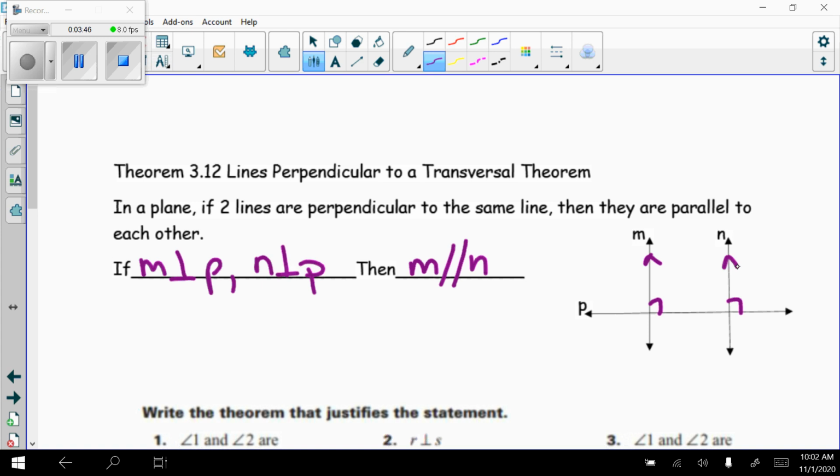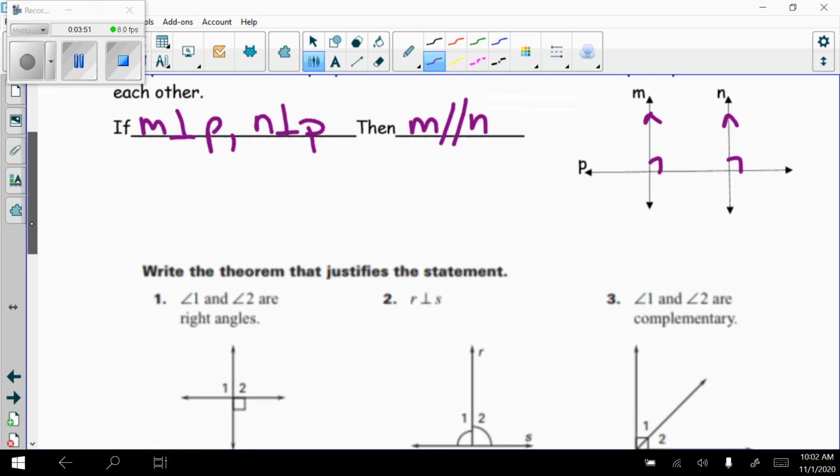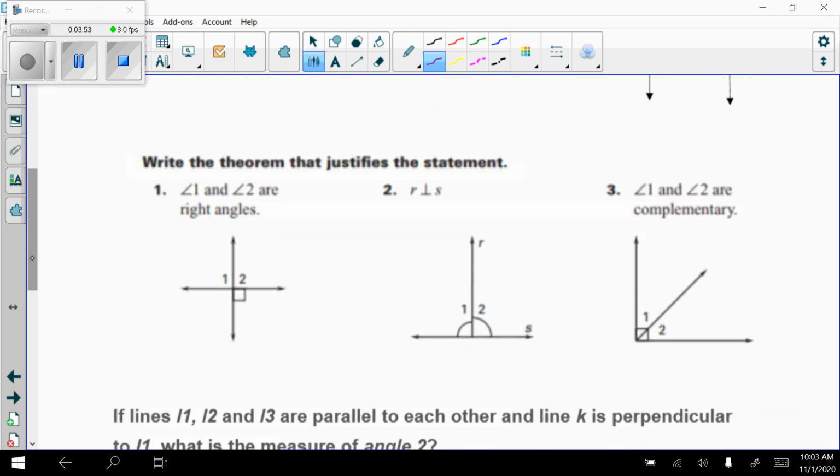Okay, so now we're going to see how we can use all of those theorems. So this first set of problems, it wants us to write the theorem that justifies the statement. So number 1, they give me this picture, and it says angle 1 and angle 2 are right angles. So angle 1 and angle 2 are right angles. This was theorem 3.9 on the front of our notes. It says if two lines are perpendicular, then they intersect to form four right angles. So this is theorem 3.9. This is an example of that.